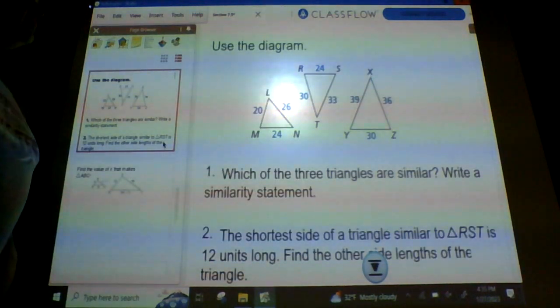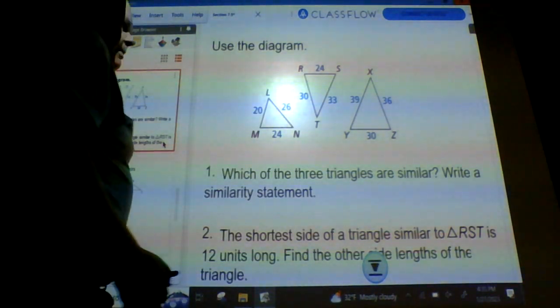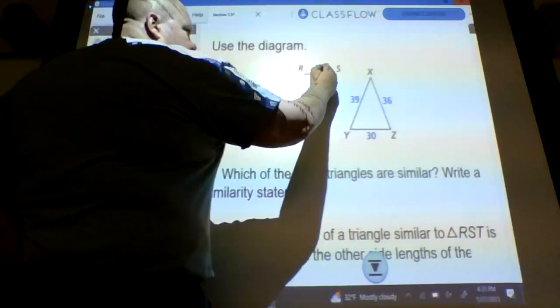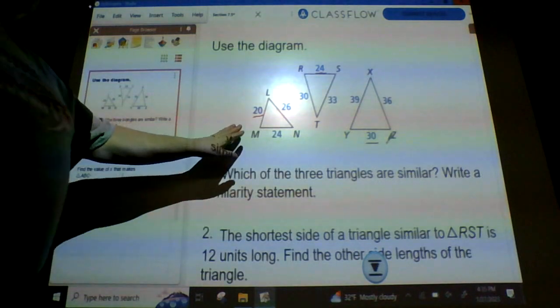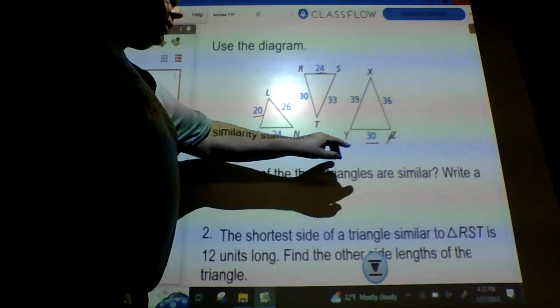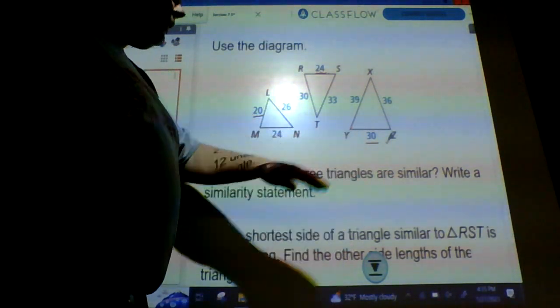All right, so I'm going to use my diagram, and which of the three triangles are similar, write a similarity statement. All right, so I'm going to take a look at my smallest sides. I'm going to kind of guess as to which ones I want to try first. And if I take a look at those sides, I want to compare the 20 and the 30 first, only because they end in 0. Okay, so I'm going to try that one first.